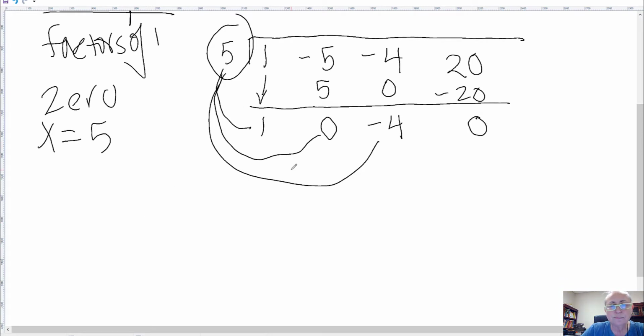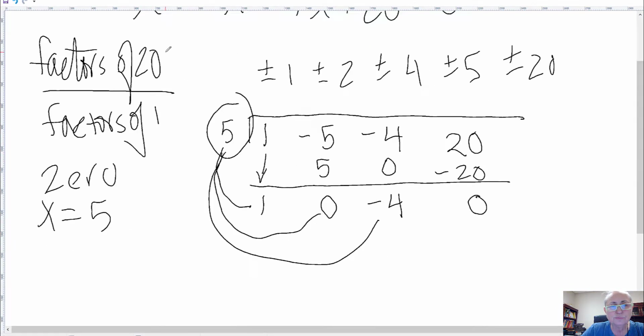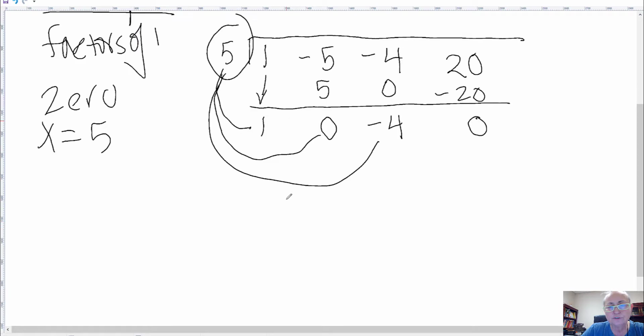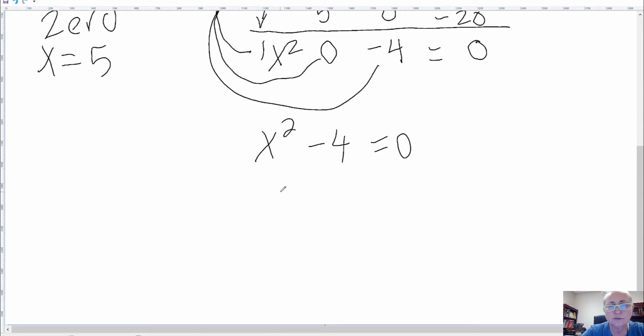All right, now remember, we started with a cube. We've now reduced this down to a square. So this would be x squared minus 4 equals 0. So look, x squared minus 4 equals 0. And this is fairly easy to factor. X plus 2 and x minus 2. You should definitely learn that difference of squares pattern.